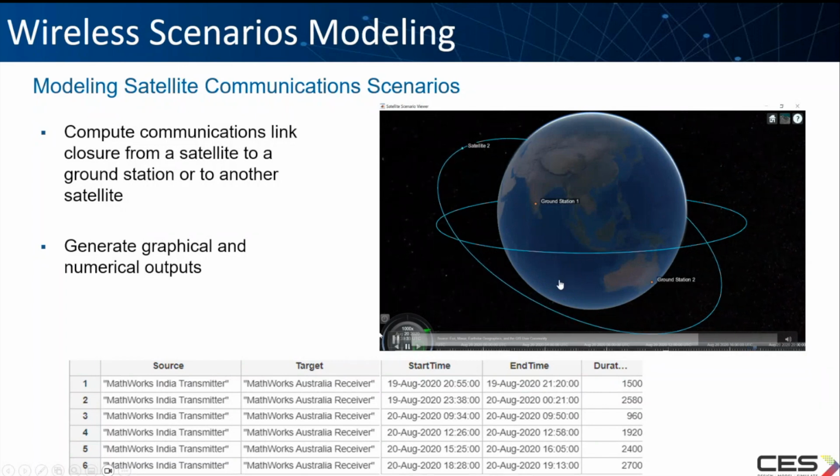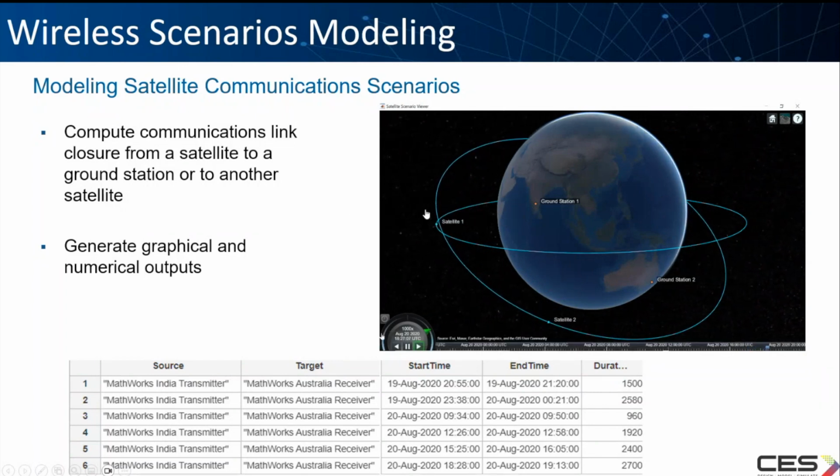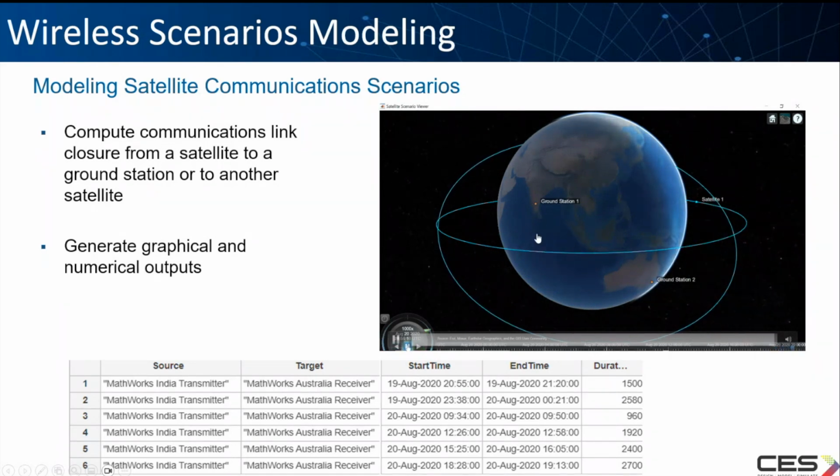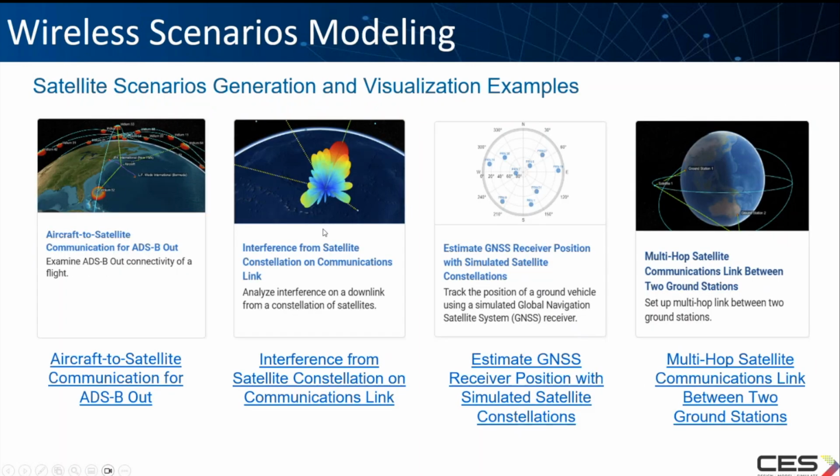And these are not just plots or shapes, but real-world shapes that are from the internet. To get started with satellite scenario generation and visualization, I recommend exploring this example, specifically this one, aircraft to satellite communication. It examines the connectivity of a flight, or an aircraft, to a satellite. And there are so many other examples. I include here only 4, but I recommend checking the documentation of Satellite Communications Toolbox to learn more and explore other capabilities.